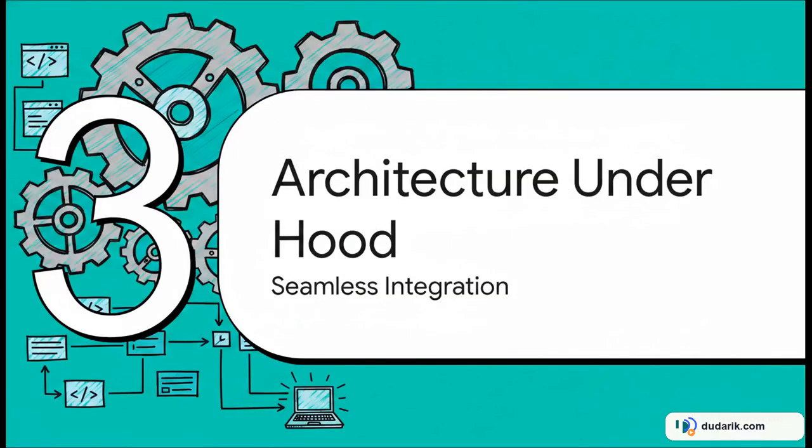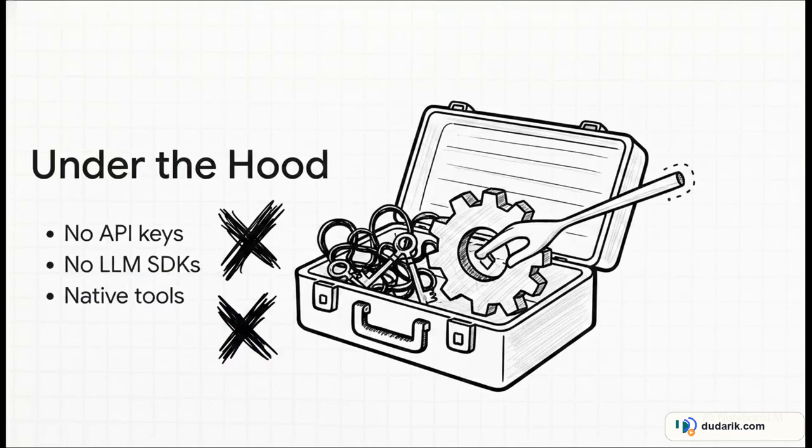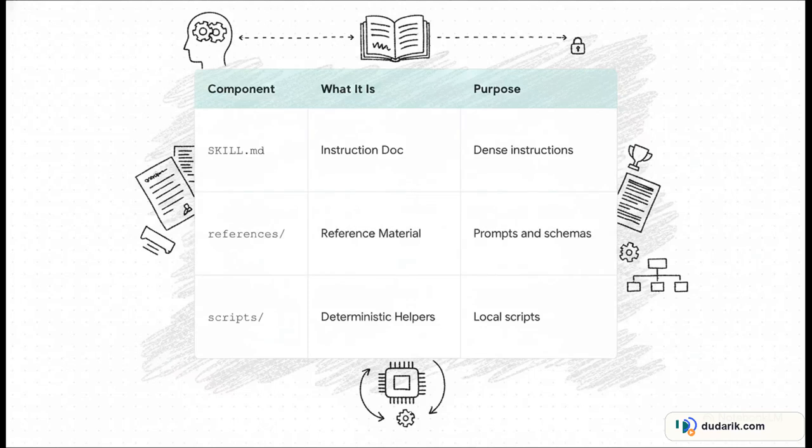Let's hit section 3, architecture under the hood. What's genuinely fascinating about how this integrates is that it packages these prompts as executable skills for your host agent. You literally don't need any extra API keys natively. There are no heavy LLM SDK dependencies to install, and absolutely no embedded LLM calls secretly hidden in the code. It just seamlessly uses your host agent's built-in tools to do all the heavy lifting, right inside your existing coding environments. To really understand this, think of every skill in PaperOrchestra as having 3 core components.